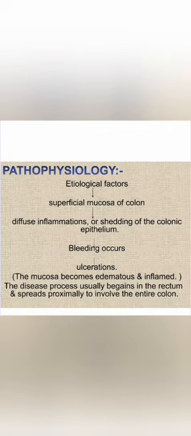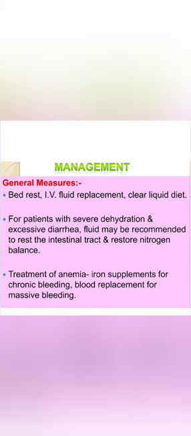And next, pathophysiology. Already we discussed the etiological factors. This may affect the superficial mucosa of the colon, with diffuse immune inflammation, and then bleeding occurs. With continuous bleeding, the epithelium layers will be defective. So here ulceration may form. With continuous ulceration, the mucosa becomes edematous and inflamed. The disease process usually begins with the rectum and spreads proximally, involving the colon, followed by the entire colon.